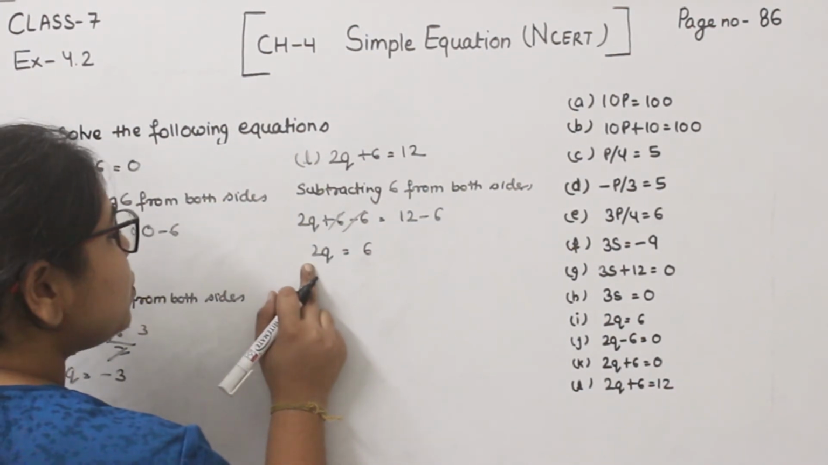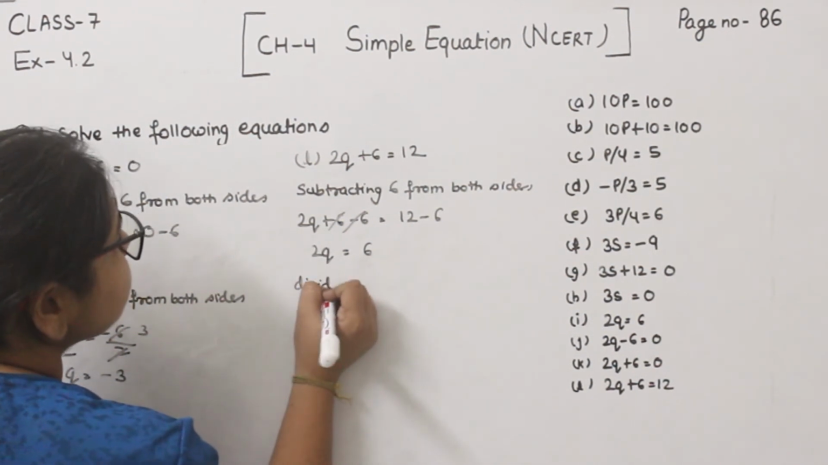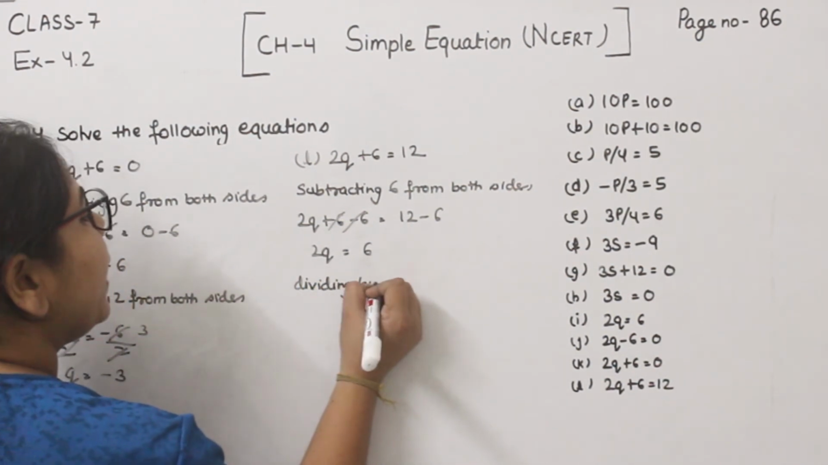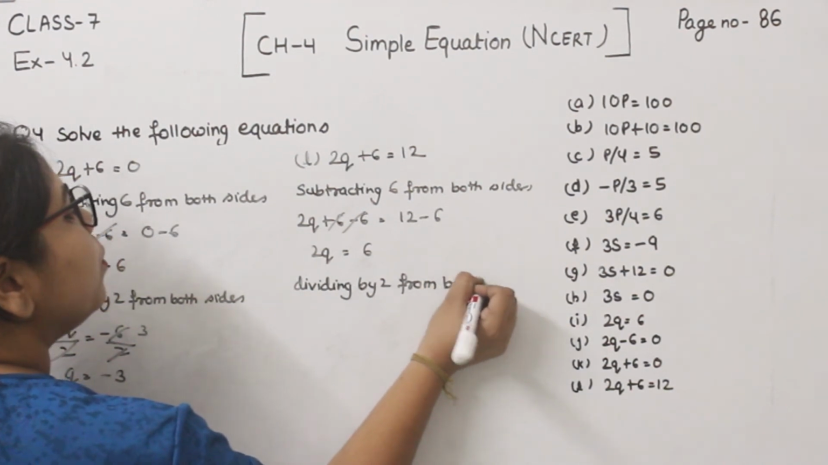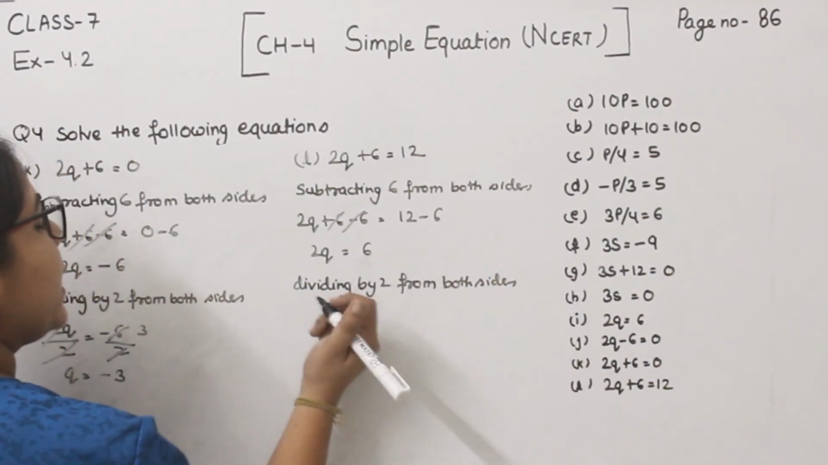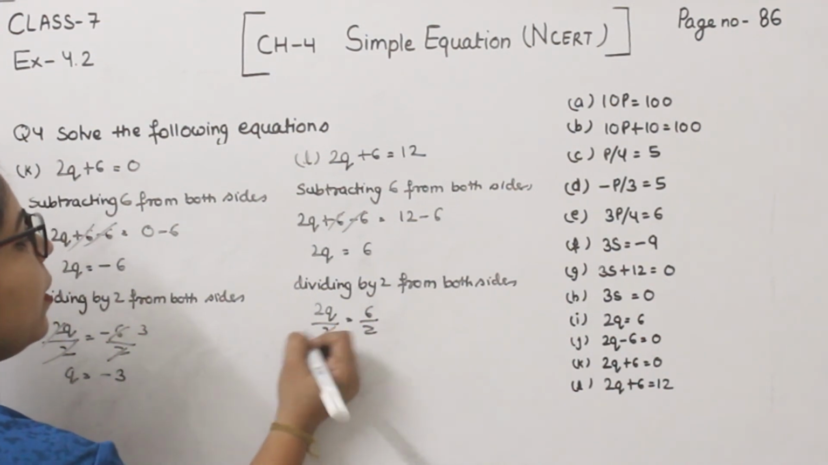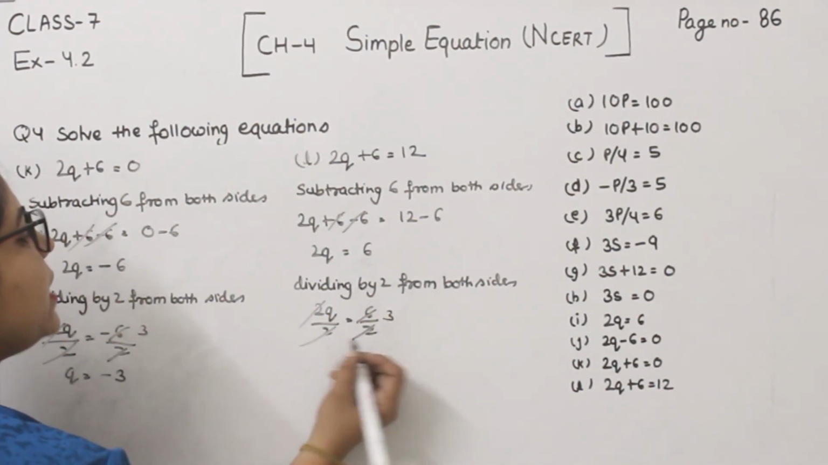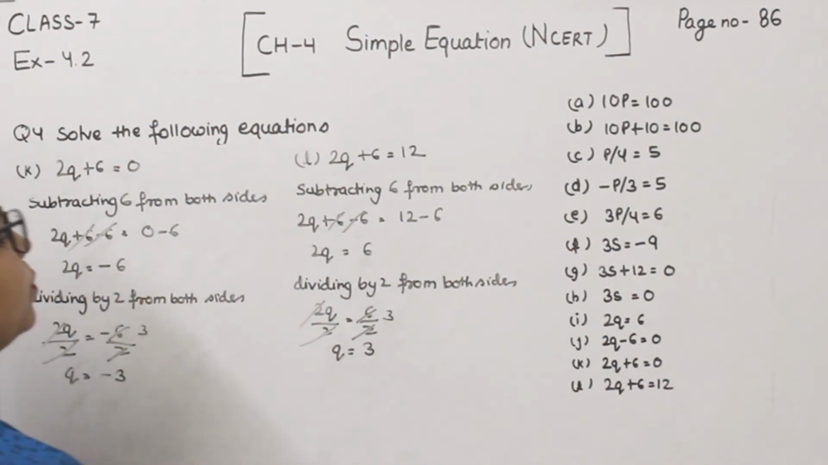Now we will remove this 2. For that one we will divide it by 2. Now dividing by 2 from both sides. Now 2q divided by 2 and 6 divided by 2. Now 2 cancel, 2 3s are 6. So the value of q is equal to 3.